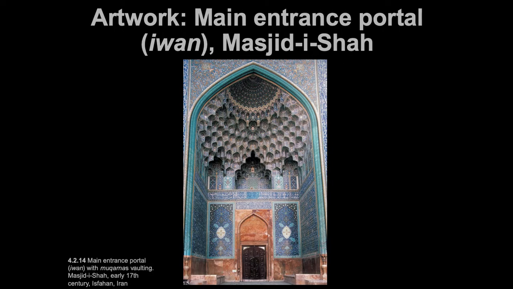The last one on there will be the main entrance portal with the Muqarnas at Masjid Isha, early 17th century, and this is in Iran. It's kind of interesting to note that Shah Jahan, who built the Taj Mahal for a tomb for his wife, also was responsible for the design and building of this mosque.